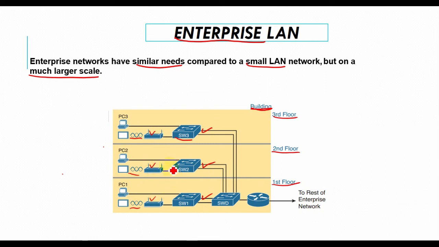To allow communication between floors, each per-floor switch connects to one centralized distribution switch, or SWD switch. For example, if PC3 wants to send data to PC2, it would first flow through switch SW3 and go to the first floor to the distribution switch, or SWD switch, and then back up through switch SW2 on the second floor and then go to PC2.